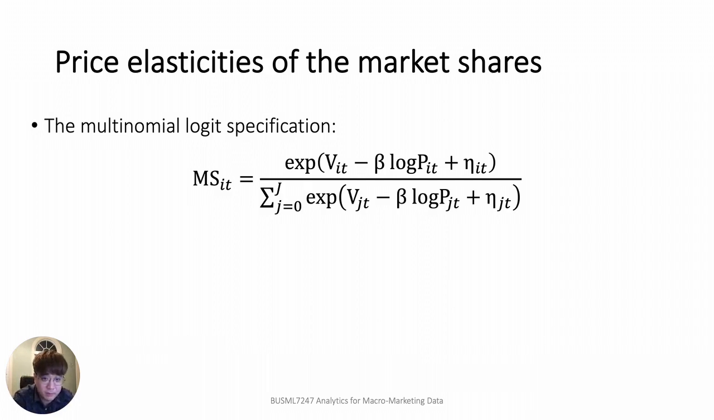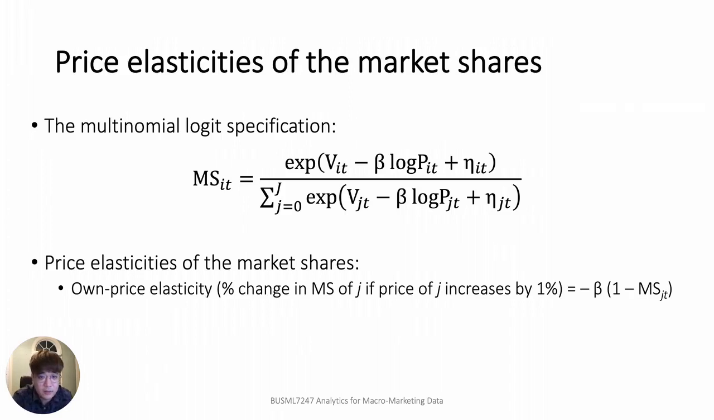From the multinomial logit specification of the market share, or the choice probability, we can compute the price elasticities. First, the own price elasticity of market share. This measures how much the market share of a brand changes in response to a 1% increase of its price. From the multinomial logit specification, the own price elasticity is simply given by minus beta times 1 minus the market share of the brand.